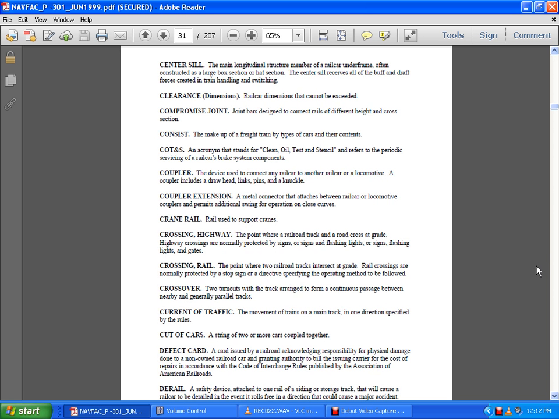Consist is the make-up of a freight train, the types of cars and their contents. The COTS, the acronym for Clean, Oil, Test and Stencil, refers to the periodic servicing of a railway car brake system components. A coupler is a device used to connect railway cars. Any rail car or locomotive coupler includes a draw head, links, pins, and knuckles.